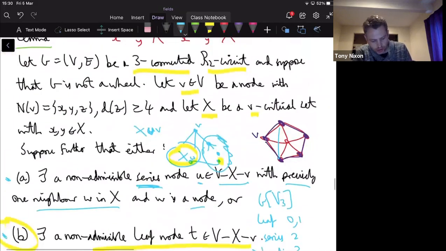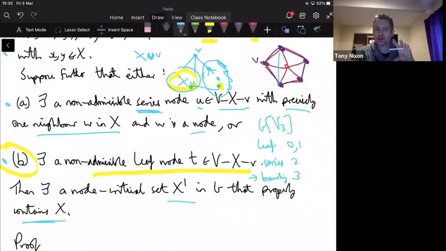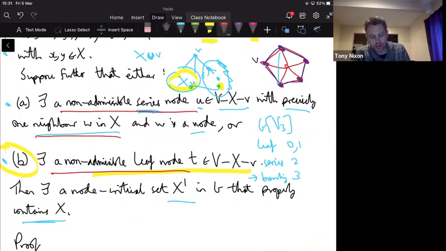So we took a circuit with some properties, and we particularly had a non-admissible node, and then you look outside of that vertex and the critical set that blocks admissibility for that vertex on just one of the particular reductions. We didn't need to look at all 3, just at one. So just outside this critical set X that was node critical for the vertex V. And we said if there is a non-admissible series node with precisely one neighbor in X, or if there is a non-admissible leaf node, then we can make a bigger node critical set X' than X.